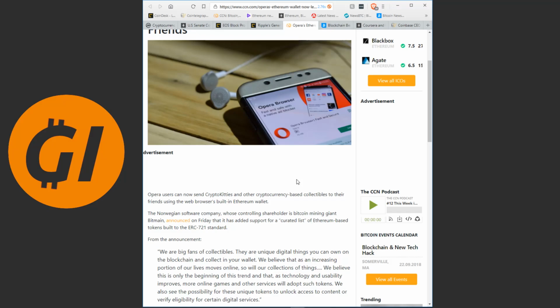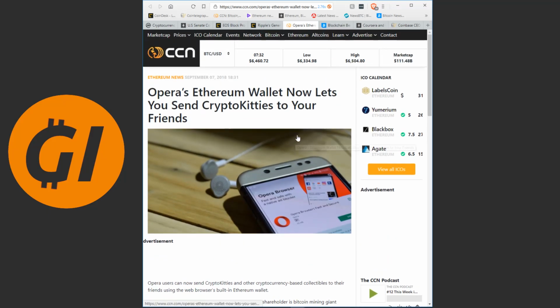So we have two big browsers with crypto integration already. We're just waiting for Firefox or for Internet Explorer or for Chrome to integrate them now, which is a matter of time. It's a matter of time.